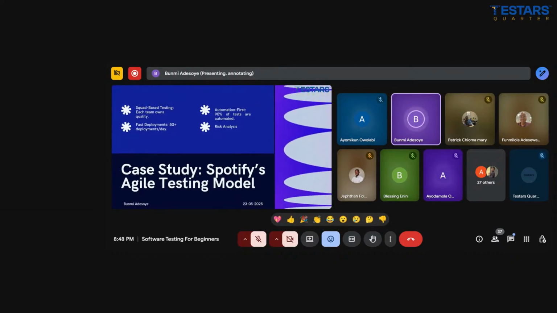So we have a case study I would like us to consider. This is Spotify's agile testing model that they adopted while they were upgrading their platform. What they did was that the first approach they adopted is squad-based testing.